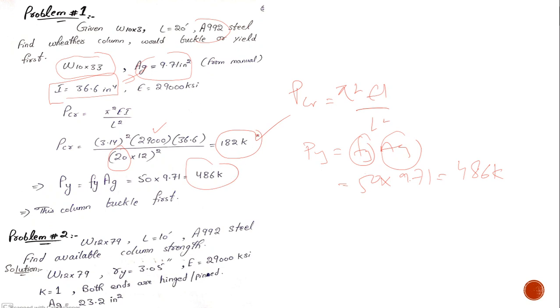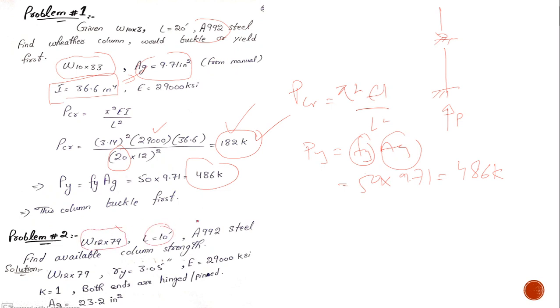It means that when a column is subjected to compressive load P, and P reaches 182 kip, it would buckle. As 182 kip is less than 486 kip, the column will buckle first, because the buckling load is reached first and the yielding load is reached later. So it's very easy.